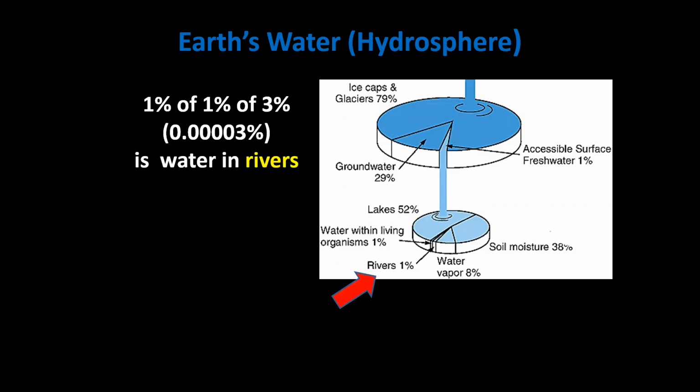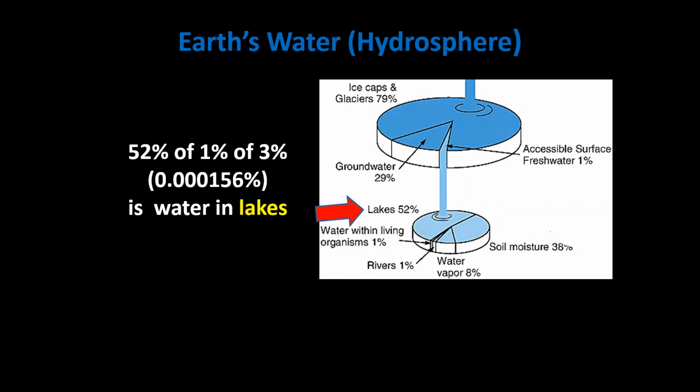So back to this diagram again, the same amount of water that's in living organisms is in rivers. So 1% of 1% of 3%. 0.00003% is in rivers. In lakes, it's quite a bit more. It's 52% of 1% of 3%.